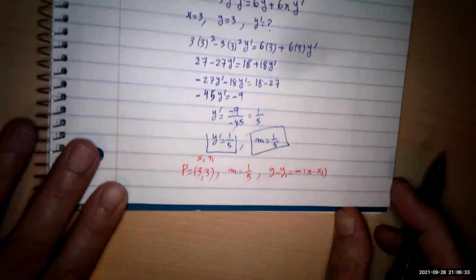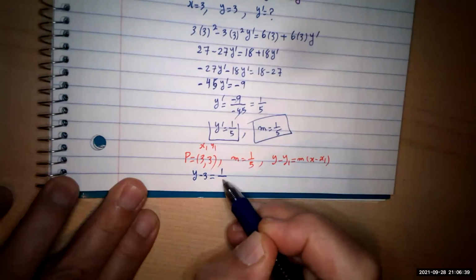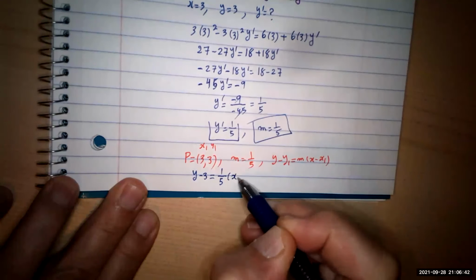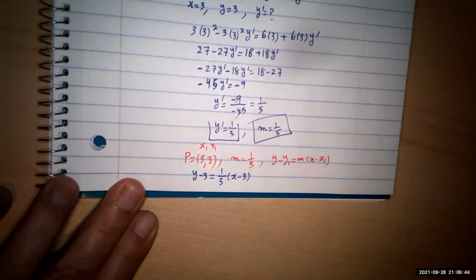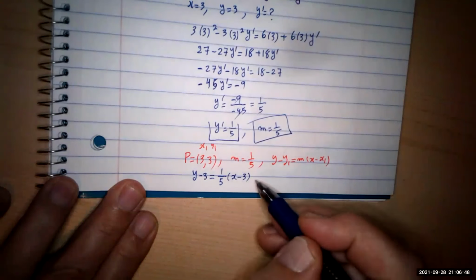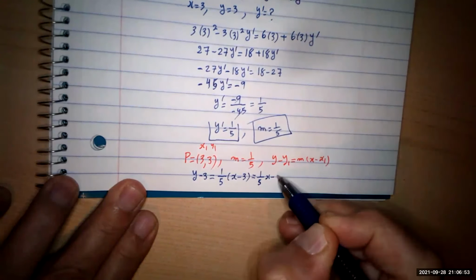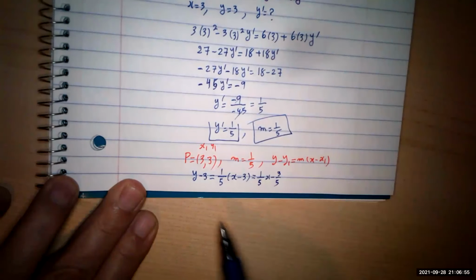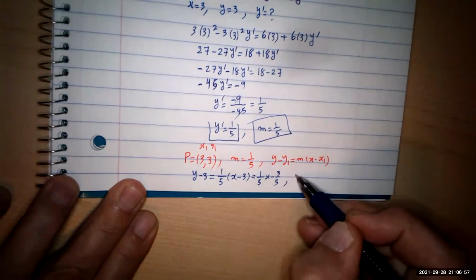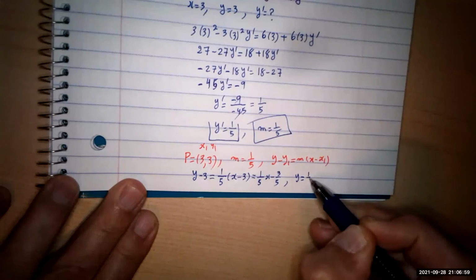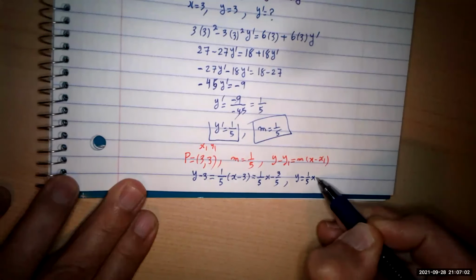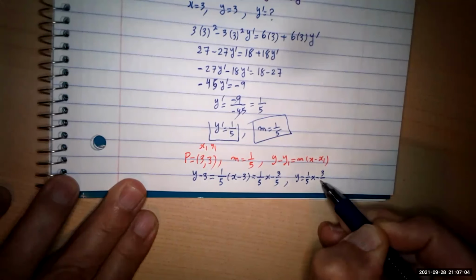Okay, now we substitute, it's going to be y minus 3 equal to a fifth times x minus 3. Okay, you have to simplify, distribute this one. So that gives you a fifth times x minus 3/5. Then you have to add the 3, so y would be 1/5 of x minus 3/5.